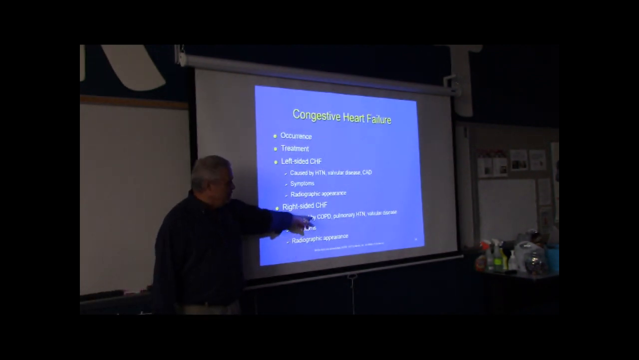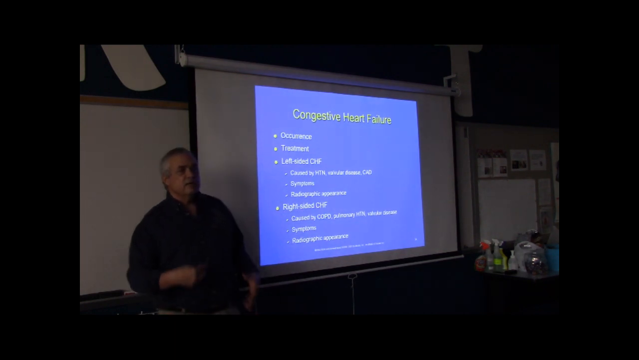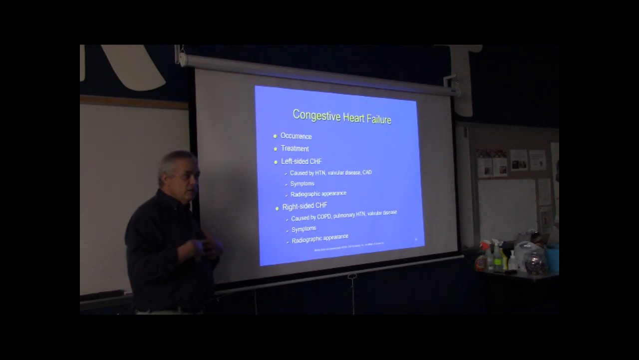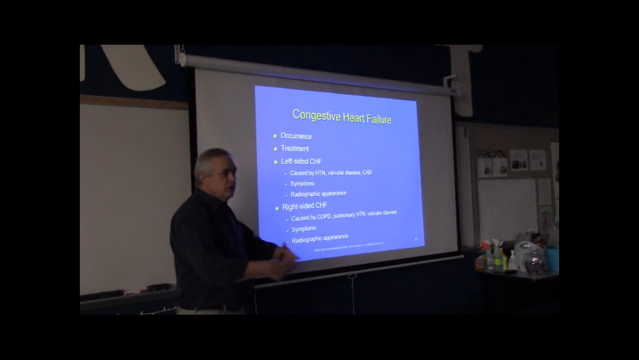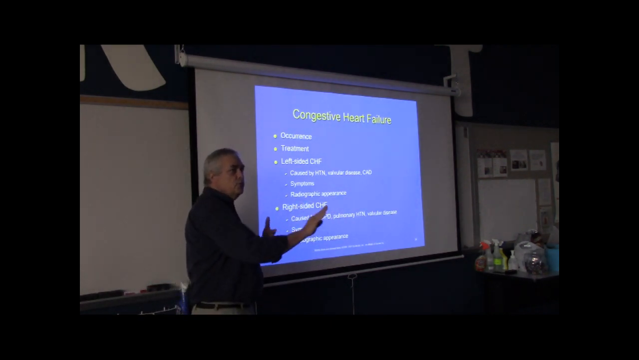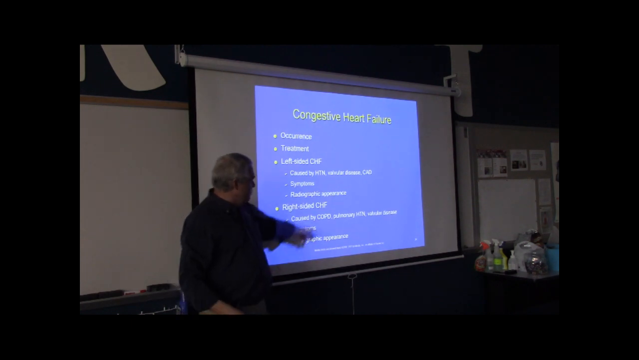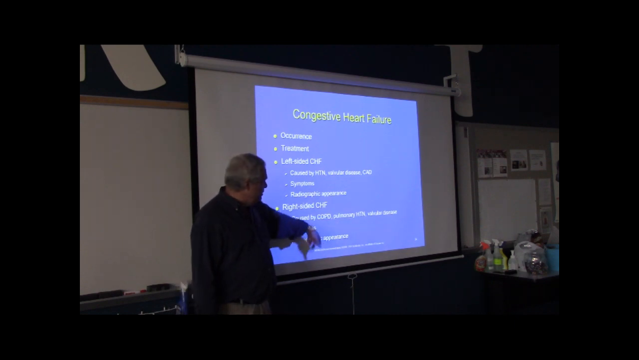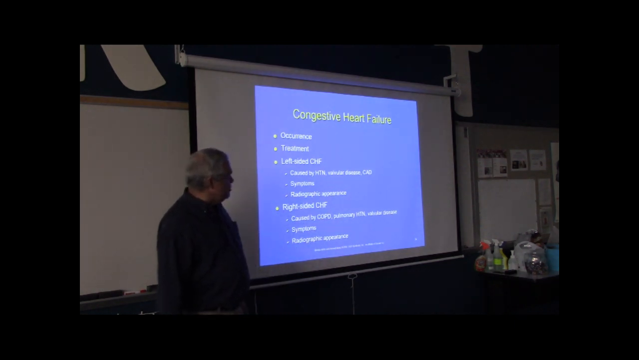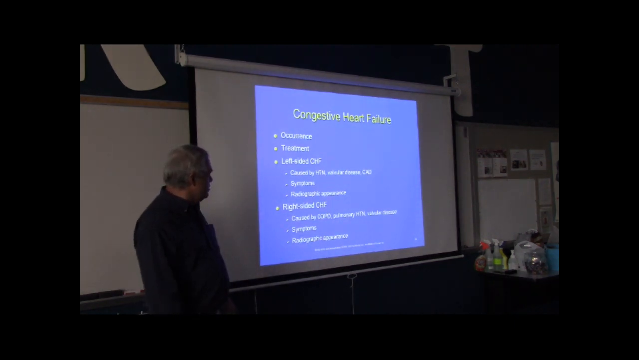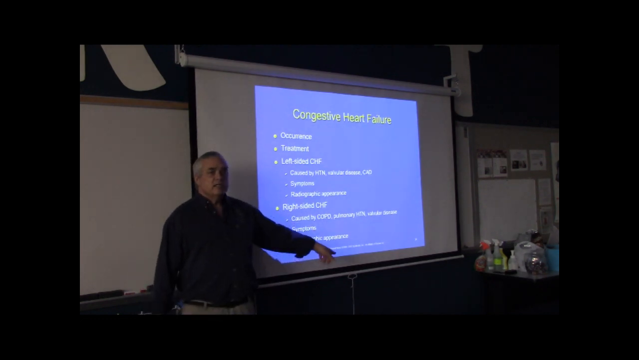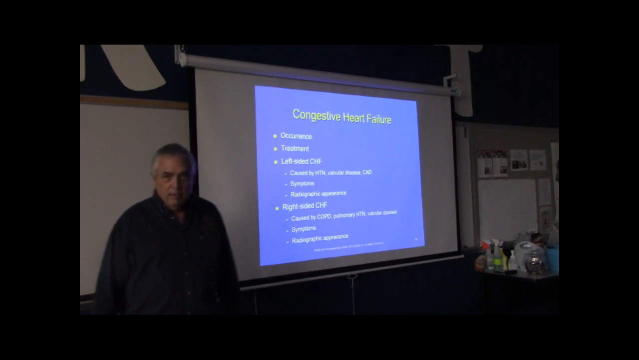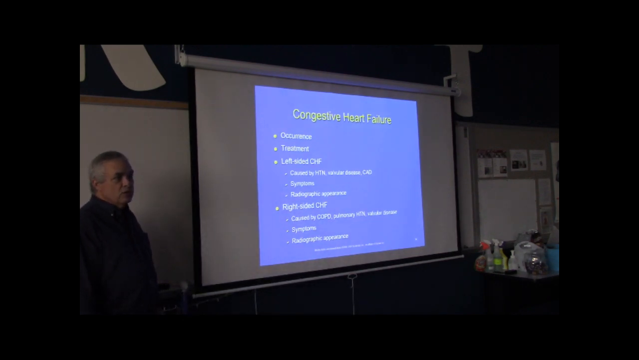Right-sided CHF can be the result of any kind of fibrous tissue buildup in the lungs. In other words, scar tissue in the lungs that makes it more difficult for the heart to push blood through that lung tissue. Could be caused by COPD, chronic bronchitis, or emphysema. Pulmonary hypertension. Could be caused by valvular disease too. For right-sided CHF, the symptoms are typically peripheral edema. People have pitting edema of the lower limbs.